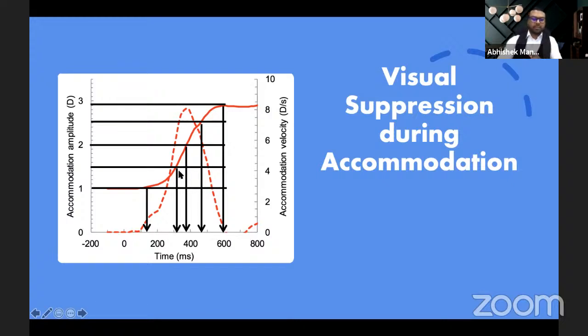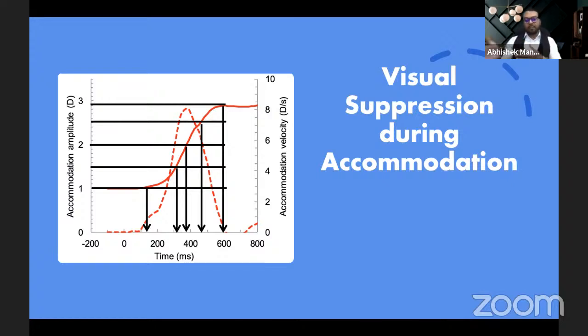But the peak is noticed here in these middle 3 points. You can see the velocity here, and the amplitude of accommodation is measured here at points 1, 2, and 3. So it is quite delayed compared to saccades and vergence, because I'll just repeat that saccades and vergence were somewhere between minus 50 and 75.